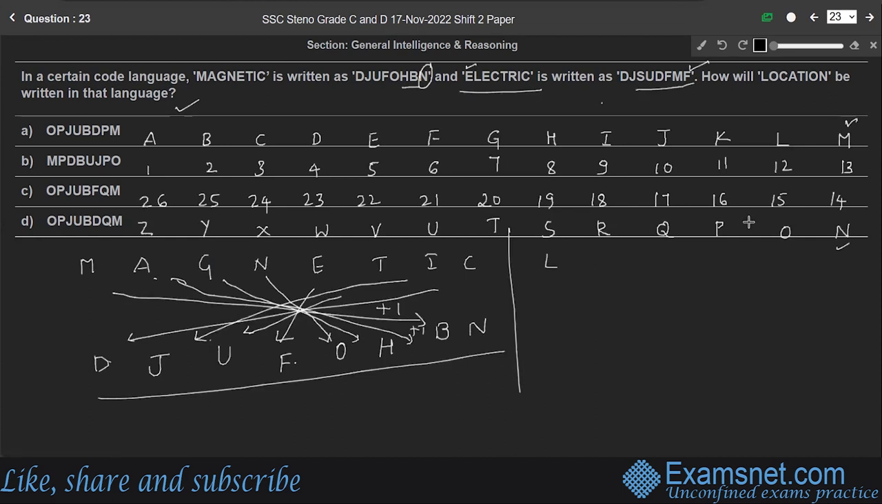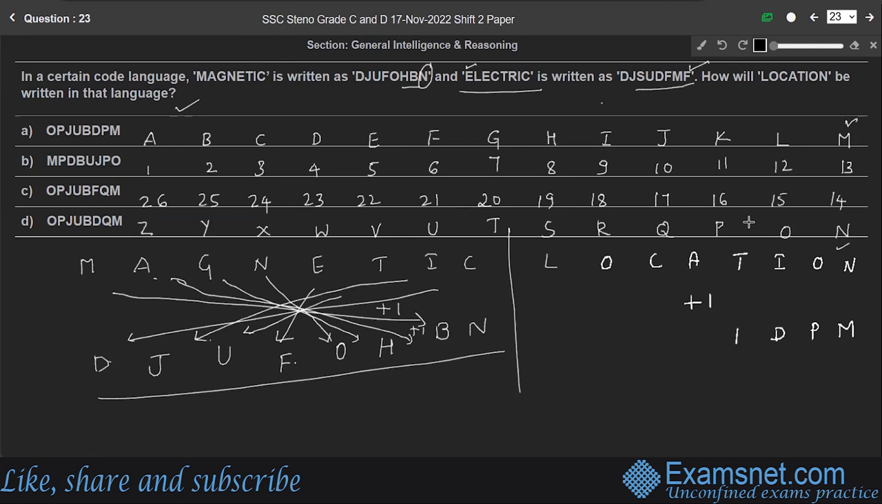The word location: L-O-C-A-T-I-O-N. Right? So, add 1 to each letter and write the code in reverse manner. L plus 1. So, L is 12, plus 1 is 13, which is M. O plus 1 is P. Right? C plus 1 is D.